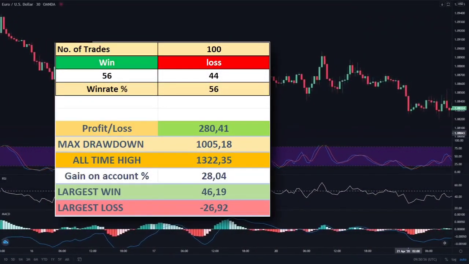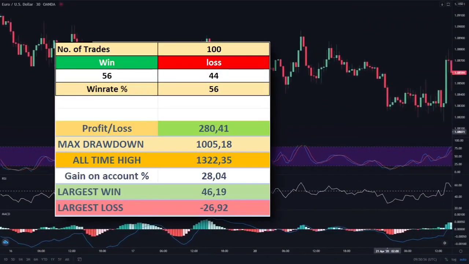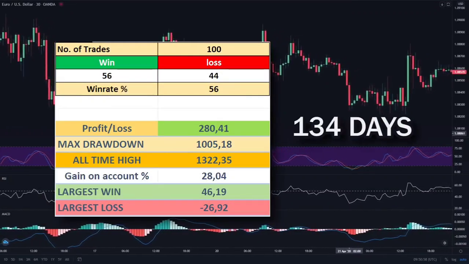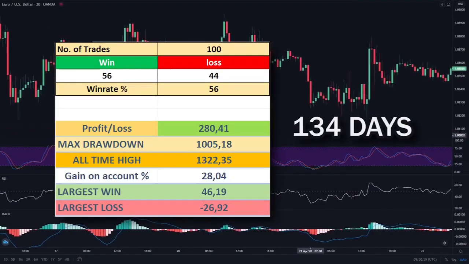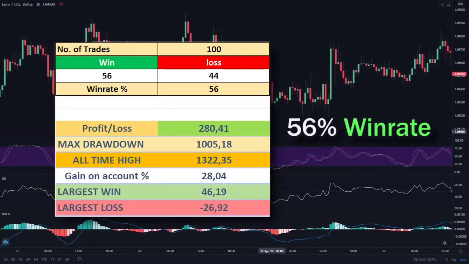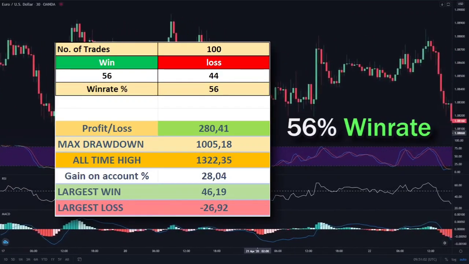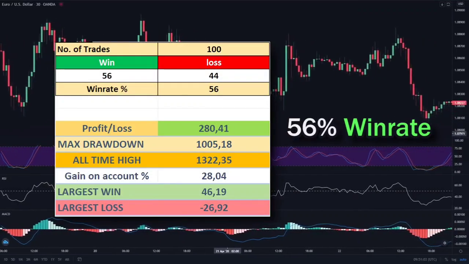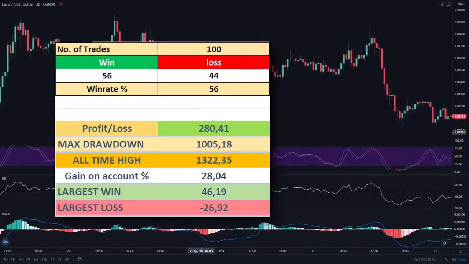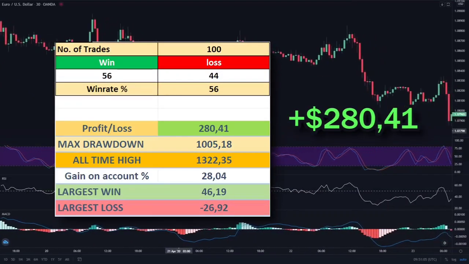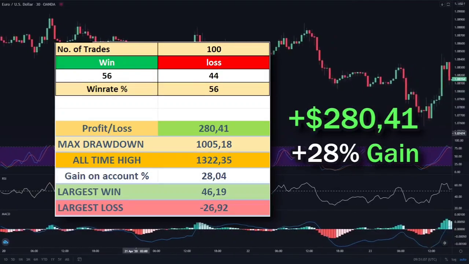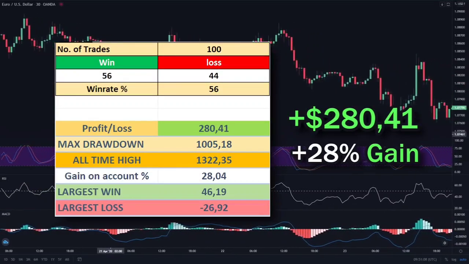And finally, after backtesting the strategy 100 times, the results are in. It took us 134 days to reach 100 trades, and out of those 100 trades, we received a very good win rate of 56%. Our most wins in a row was 5, and our most losses in a row was 3. And in total, we made a profit of $280.41, which equates to around 28% overall gain of our $1,000 capital.